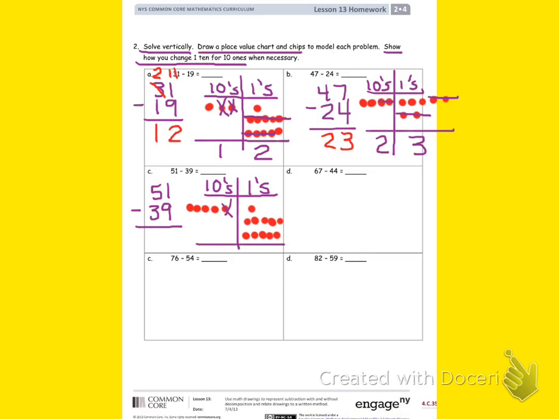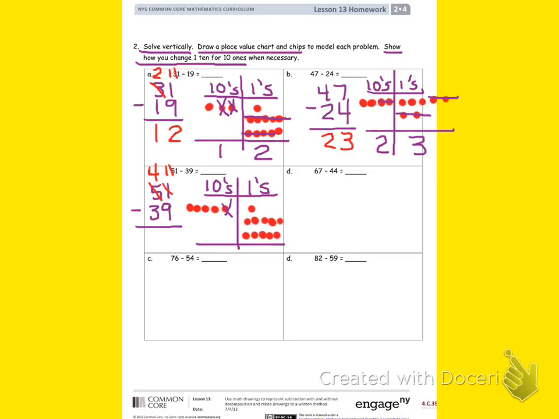Now, let me do this to the vertical equation. If I have 1 one, can I take away 9? No. I'm going to cross out that 5, make it a 4. Unbundle those 10 straws, put them in the ones place. So I had 1 one, and now I put those extra 10 in the ones place, so now I have 11.